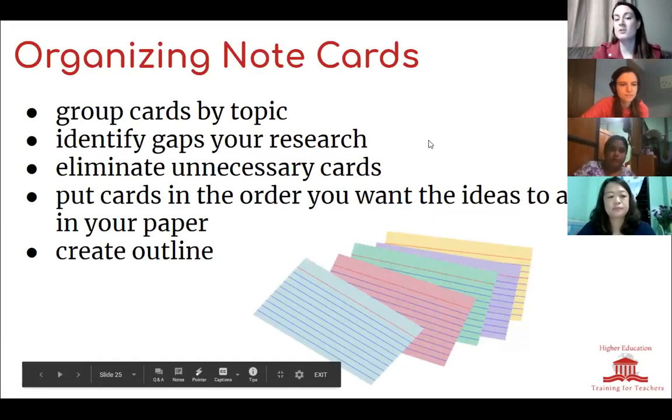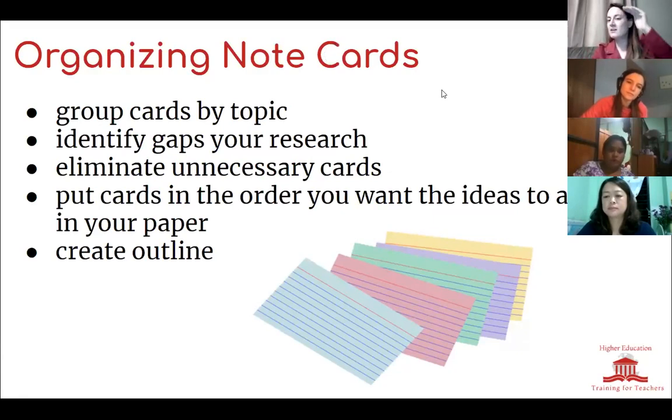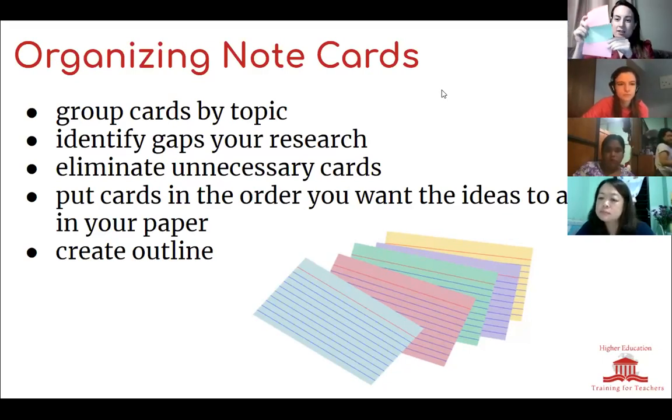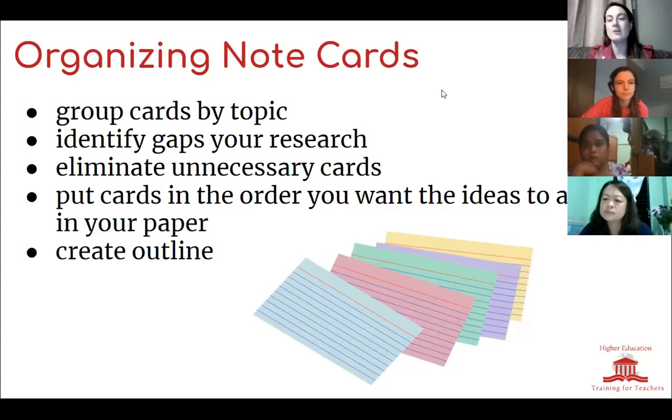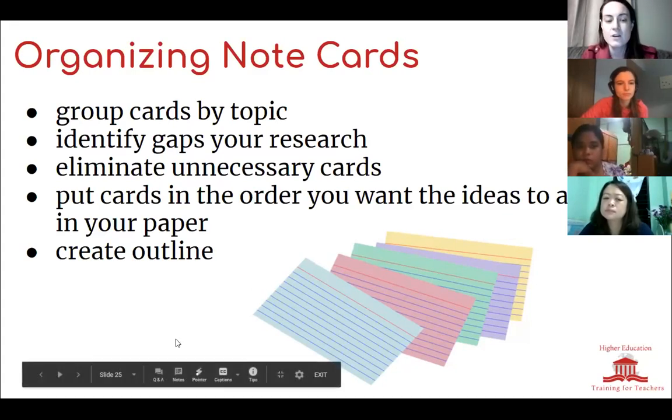You can also put cards in the order you want the ideas to appear in your paper. So if you want the ideas in your paper, especially in your literature review, to show up in a certain order, you can put your cards in that order. How would you like to write them out? So it helps you think about how you can write and what information to include. What quotations do you want to include? What sources? What summaries? What topics? So it helps you format how you might want to write your literature review. So it helps create an outline.